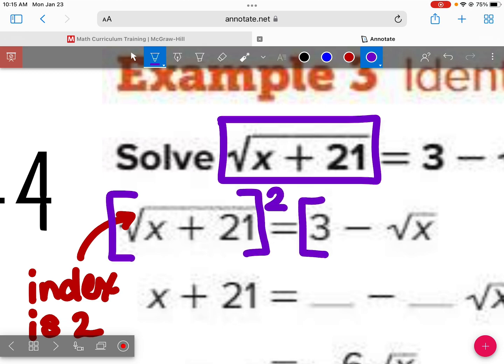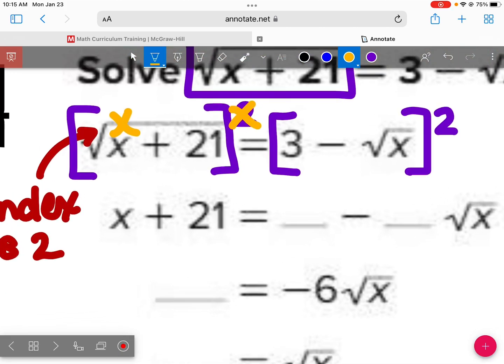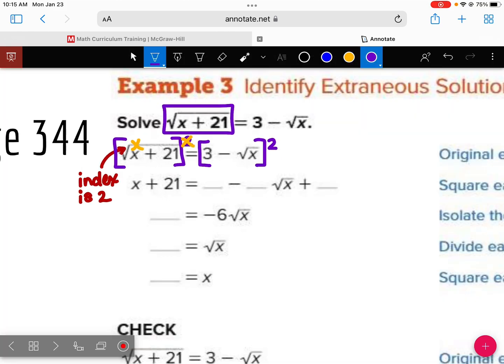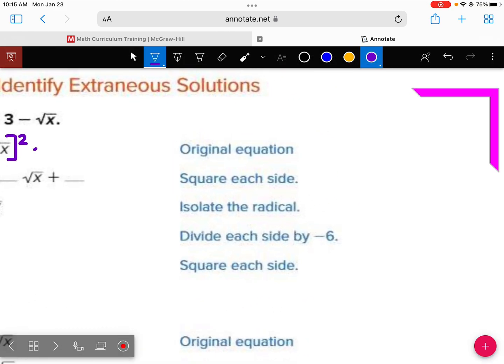And if you do it to one side, you have to do it to everything on the other side. So the entire other side is going to get squared. All right, so squared and square root are going to cancel each other out because the index matches the power. So I'm going to have just x plus 21 left over on the left-hand side. This next piece, I'm going to bring my work over here so that we can actually see what's happening.